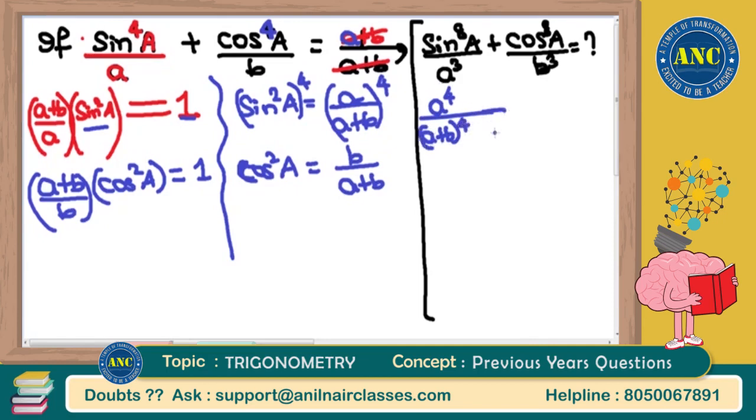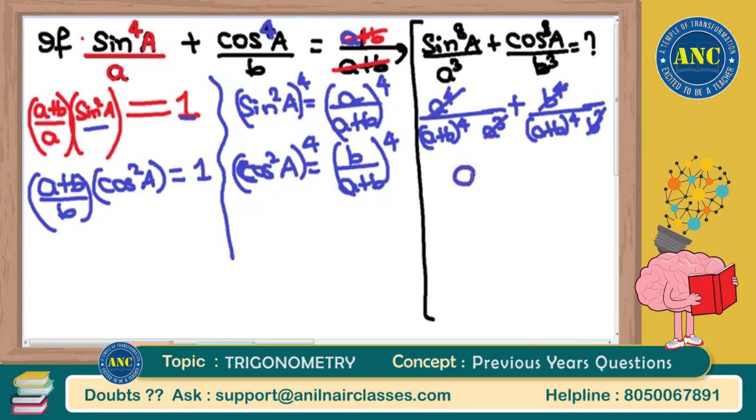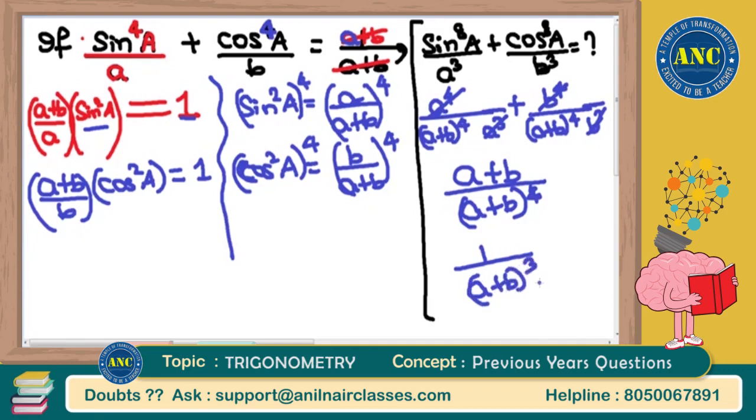This a cube I will write as it is here. Similarly, cos square is nothing but this value. Cos power 8 is raised to the power of 4. These are all very easy once you understand. That means this is nothing but b power 4 divided by a plus b whole power 4, and you are left in the question with b power 3. This b cube and b power 4 will cancel, and one term is left. Here also it is cancelled. Numerator left is a plus b. Denominator left is a plus b whole power 4. Final answer will be 1 divided by a plus b whole power 3. This should be my final answer.